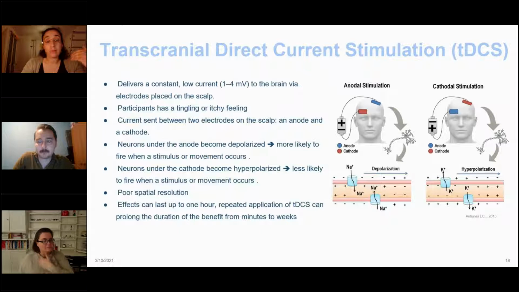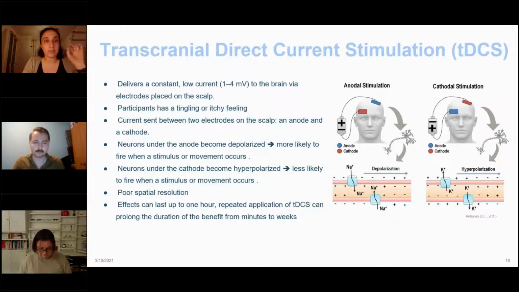And repeated application of tDCS can prolong the duration of the benefit, if it's a benefit, from minutes to weeks. And usually the participants experience a tingling or an itchy feeling. And while it is a safe technique, the main risk that the researcher should take into consideration is not to cause burns on the skin of the participant.